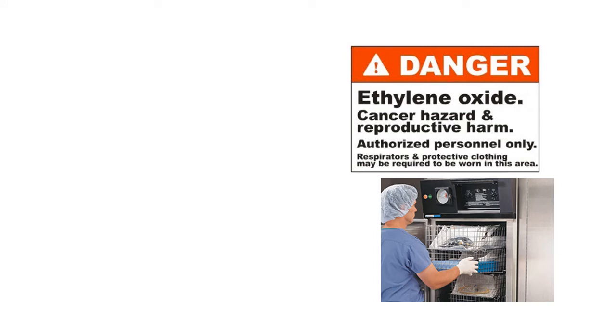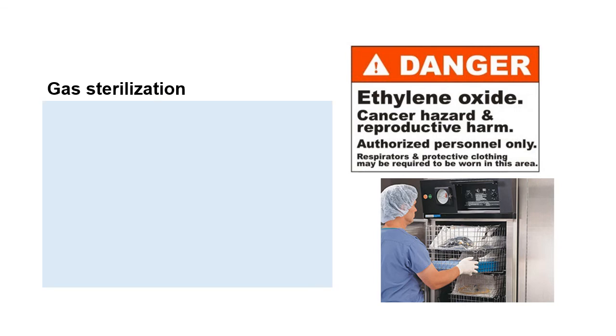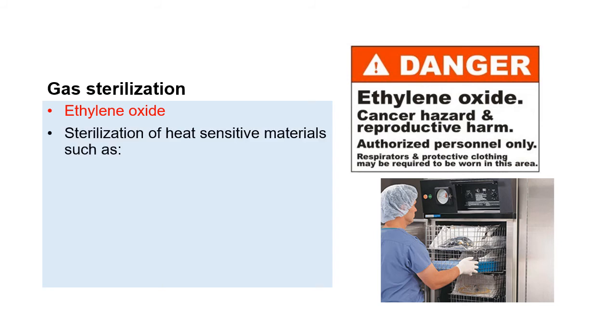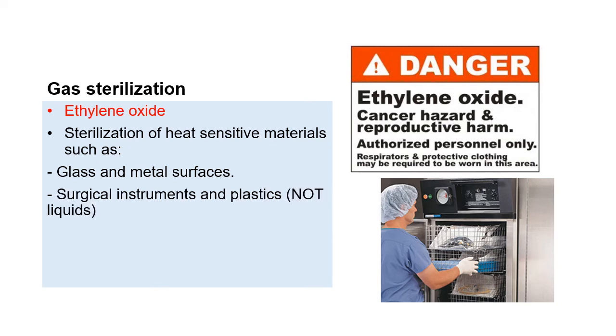Okay, now let us move to the last chemical agent, which is gas sterilization. Gas sterilization is ethylene oxide, and ethylene oxide is used for sterilization of any material that is heat sensitive. So anything made of plastic, metal surfaces and glass can be very easily sterilized with this gas. Surgical instruments and plastics also, because if you put them under heat, you are going to destroy them. But here you can use the gas, which does not destroy any plastic. And this is not for liquids, of course, because it will be toxic for the liquids.